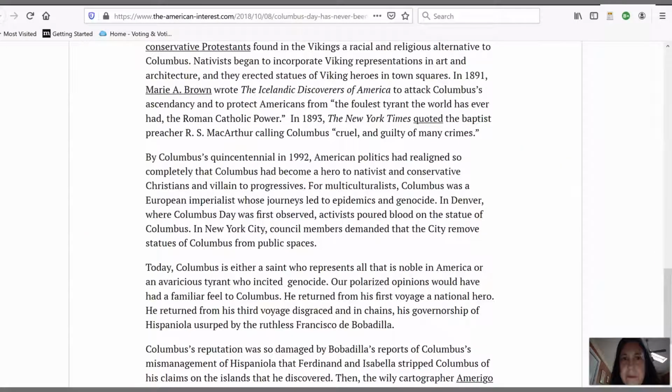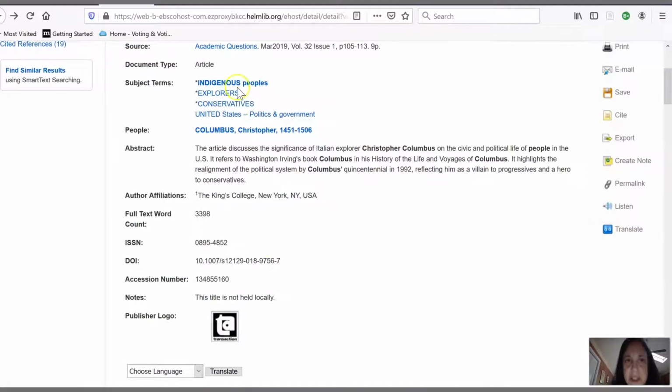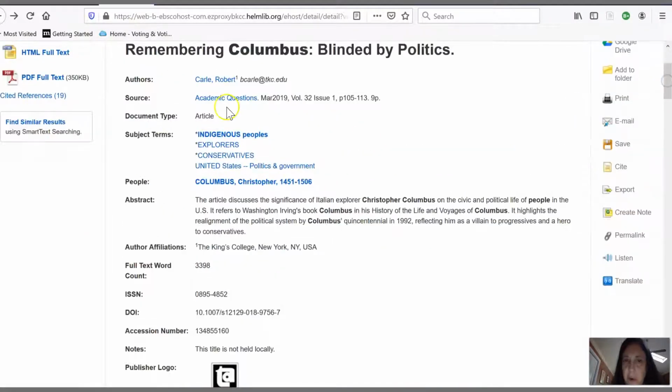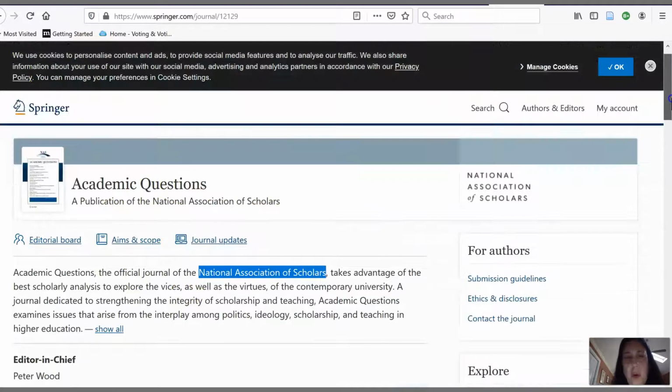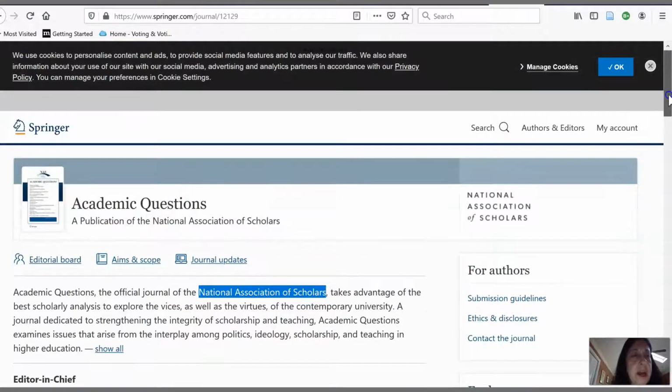Okay, so I've pretty much established now that it is a conservative author. I'm curious about this publication, though. So I did a search of Academic Questions. I was curious, what publication is this? Okay, so it comes from Springer, which is a fine publisher.